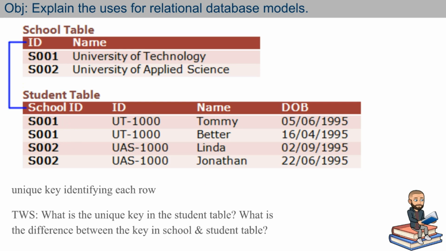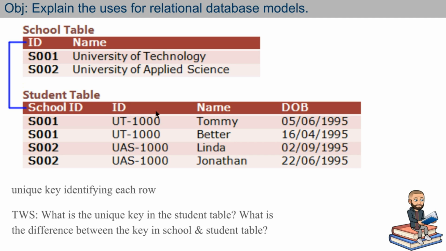I said before, you need a unique key identifying each row. So it's natural for me to go from this table to this table, but in this scenario, I'm not going from here to there. So this question's a little tricky. What is the unique key in the student table? That would be this student ID right here.